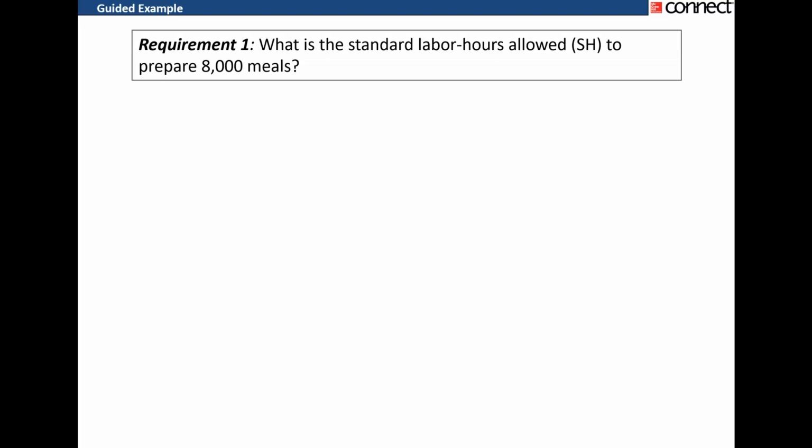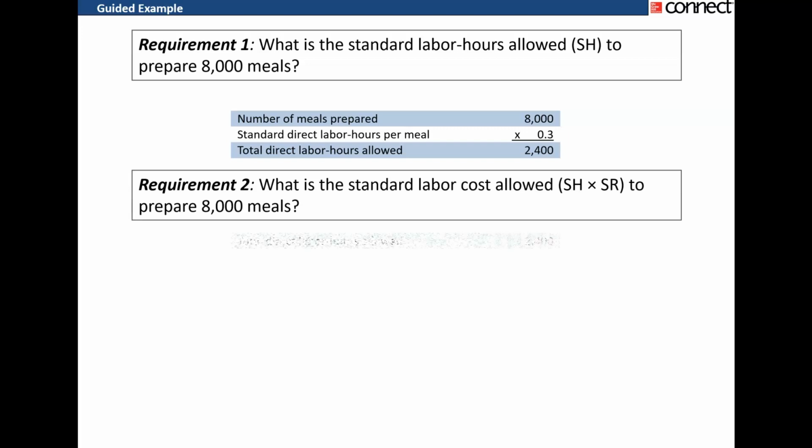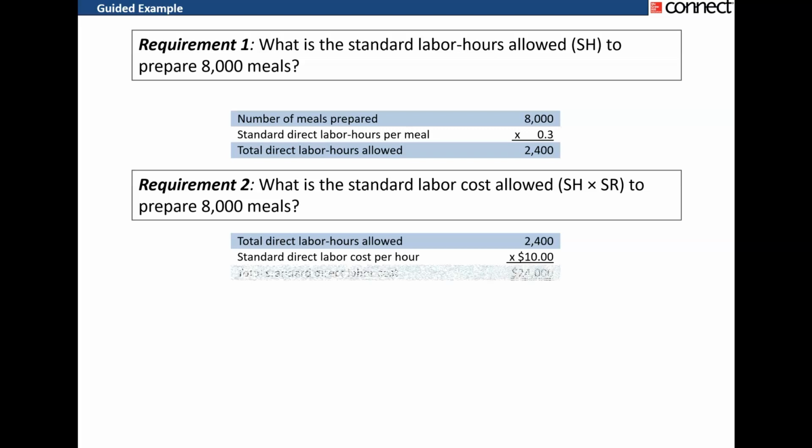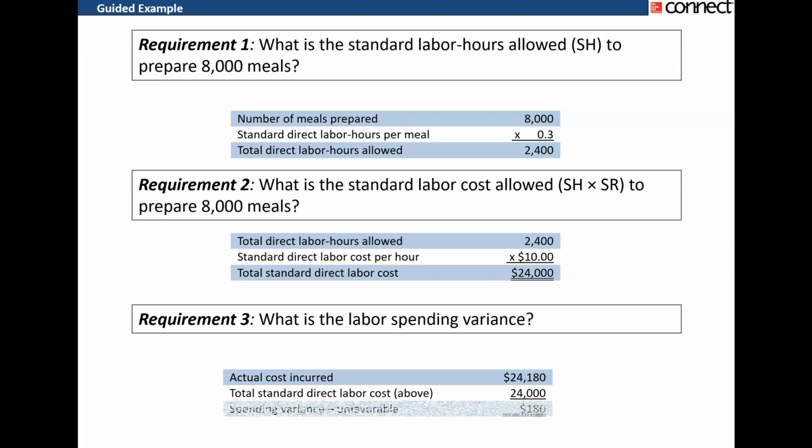Let's look at the standard labor hours that were allowed to prepare these 8,000 meals. They prepared 8,000, and it takes 0.3 hours to make the meal, so they should have used 2,400 hours. Take those 2,400 hours and multiply them by the standard hourly rate of $10, and you get $24,000. The actual cost incurred was $24,180. What they should have spent was $24,000. So they have an unfavorable spending variance of $180.